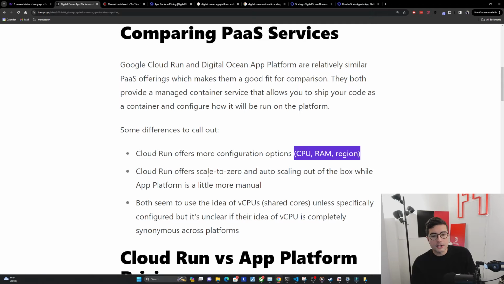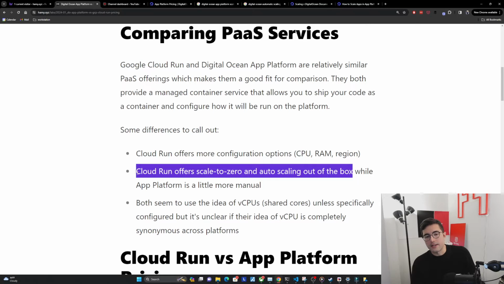The second is that Cloud Run offers scale to zero and auto scaling out of the box. So it gives you much more of a serverless experience, even though both of these, and really most PaaS, are what we would consider a serverless offering. But when we're thinking of serverless functions that can scale to zero or scale to infinity, that's not ever actually true; Cloud Run is much closer to that. If you look at App Platform, scaling exists, but it's much more manual, and it doesn't have scale to zero, which to be fair is actually common. Azure doesn't have scale to zero, AWS Fargate doesn't have scale to zero currently, but just something to call out.